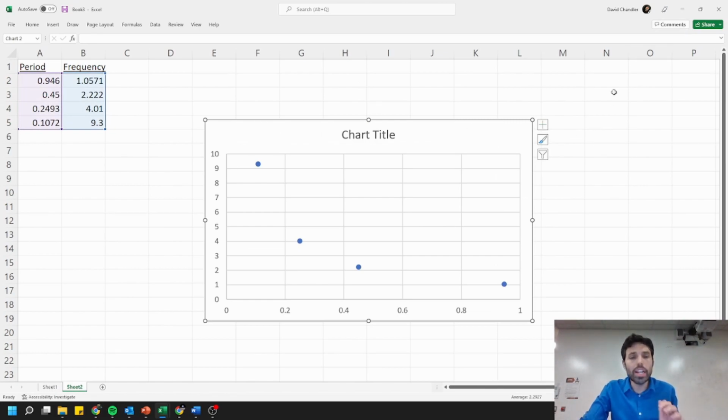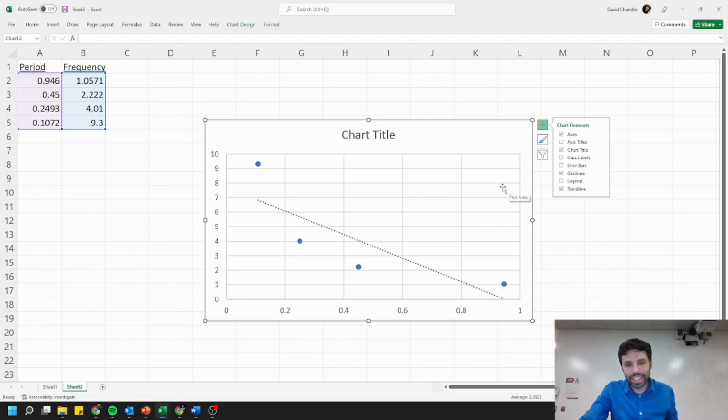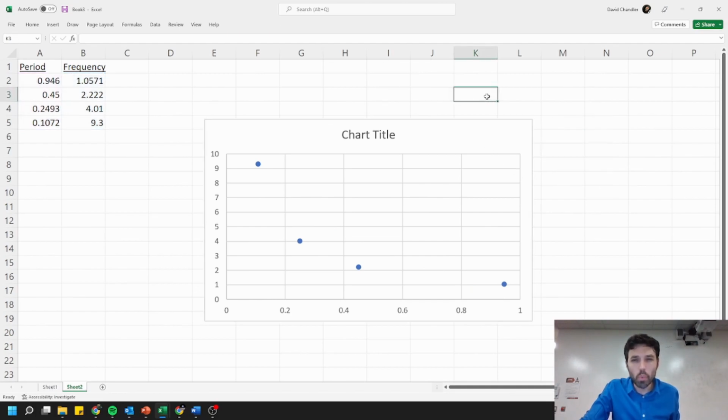You see, this is clearly not linear. You can just tell by looking at it. If I were to plot a linear trend line, that's not a very good fit to the data. So I don't think that's right. So then I have to ask myself, what kind of relationship is this? How are these two variables related to each other?